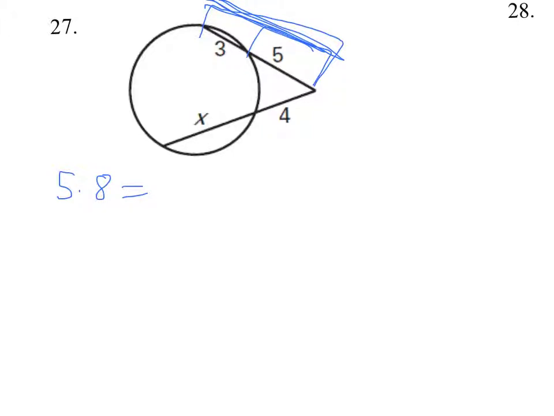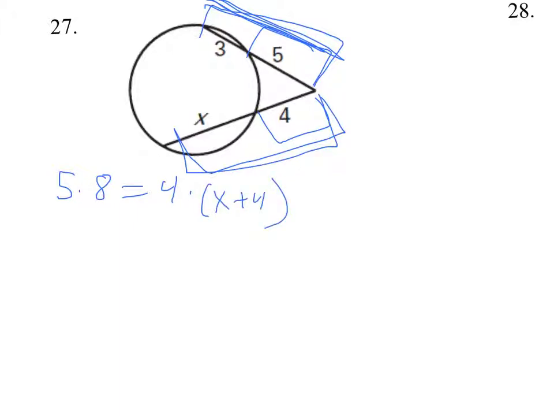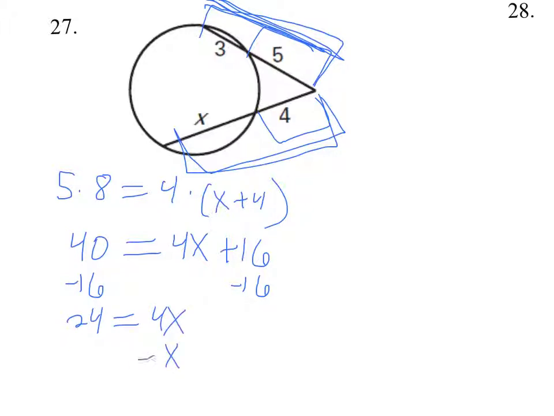And the same type of deal happens here. We have 4 times, what's the whole thing? It's not x, it's not 4, it's both of those added together, x plus 4. And you do need to have parentheses, because in the very next step you need to distribute. We're going to have 4x plus 16. On the left side, 5 times 8 is 40, and then you just solve it. Again, setting it up is the new thing that we learned. Solving it is not new. So just subtract 16 and we get 24, divide by 4, and we get 6 as our answer.